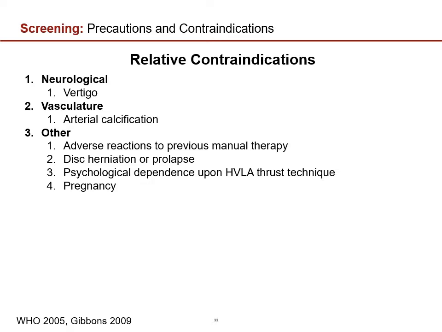And then from the neurological and vascular, so vertigo, either peripheral and or centrally derived, arterial calcification, and then other categories. Again, disc herniation or prolapse, again in the acute setting where there's an evolving neurological deficit as a result thereof, then it may not be the most appropriate, but certainly in more chronic condition, in more stable clinical presentations, then this has shown to be therapeutic and beneficial. And then I would steer clear of pregnancy.